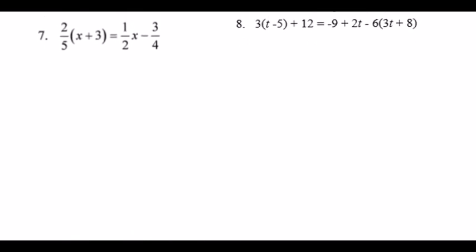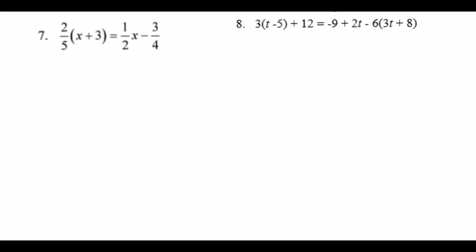Now we'll work on question number 7. Question number 7 is interesting in the sense that we have, for our denominators, like we talked about before in our fractions, 5, 2, and 4. And what we're looking for is the least common multiple between all of these.